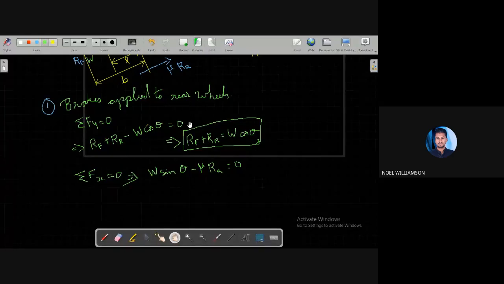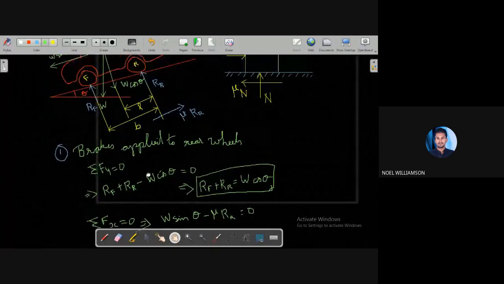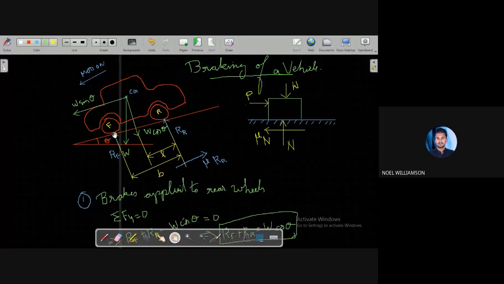So we are taking moment about this particular point, that means at the front wheel portion, the forces about this point, and we will get the value. In this case, one thing to be noted is that, as I already mentioned earlier, we are using the letter F for acceleration.